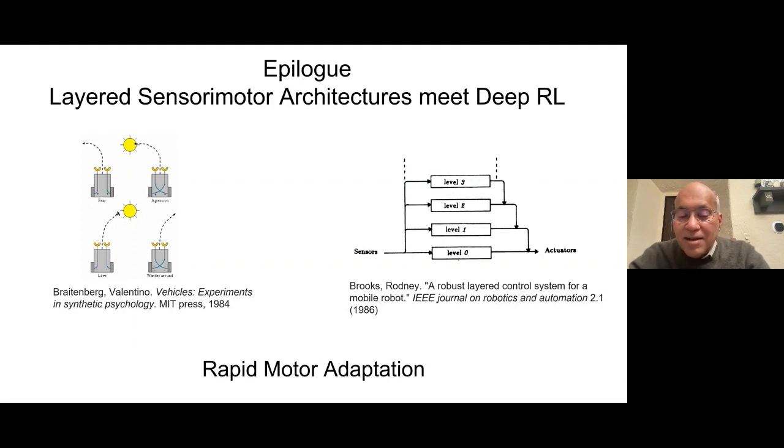And the core engine for us was this idea of rapid motor adaptation. And we are now exploring it in many different settings, such as, for example, manipulation tasks and so on. But I think I've talked too long and I will stop here. Thank you very much.